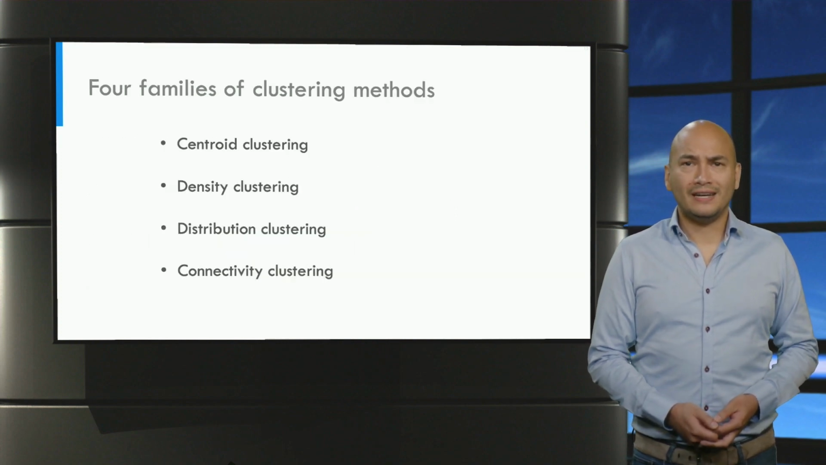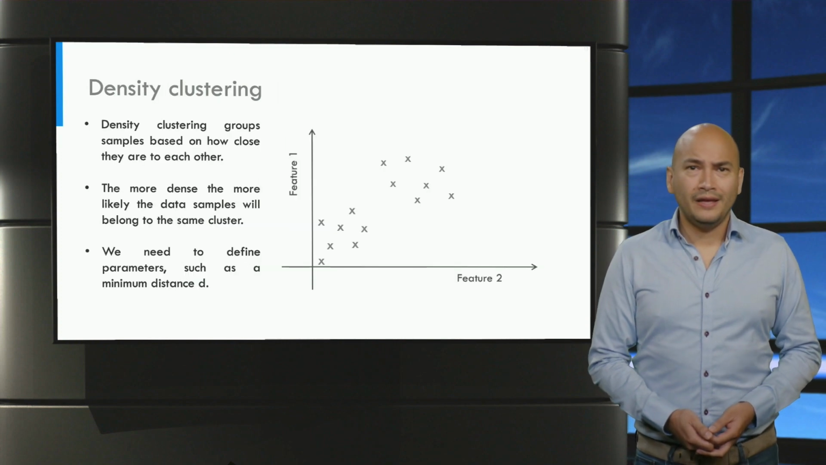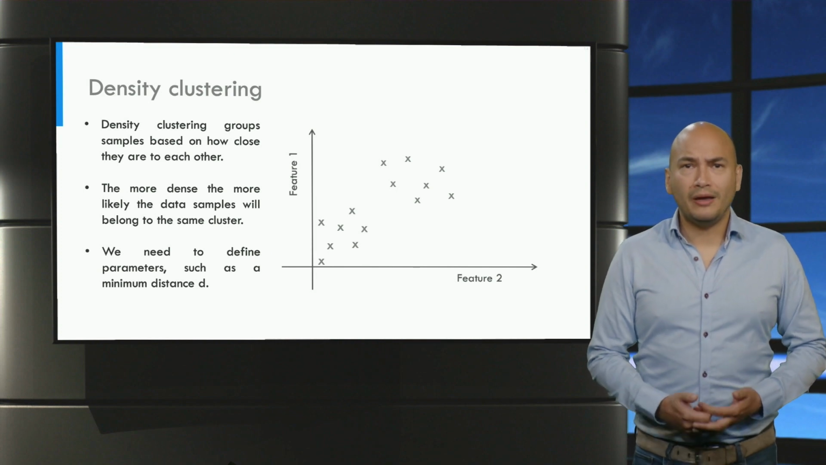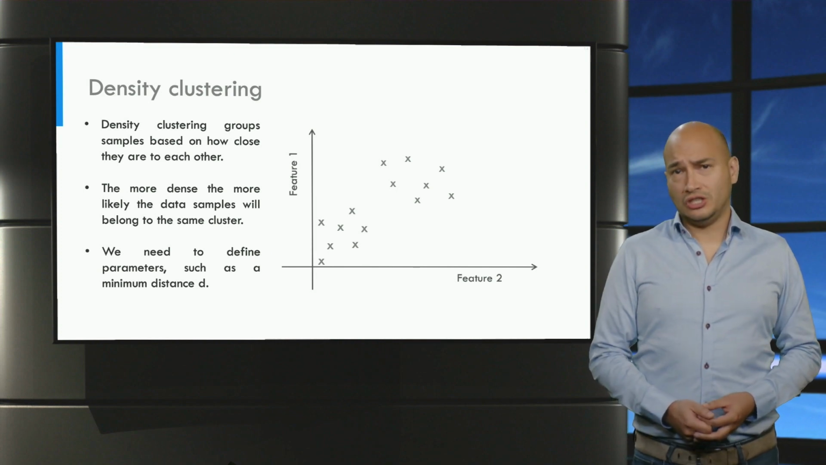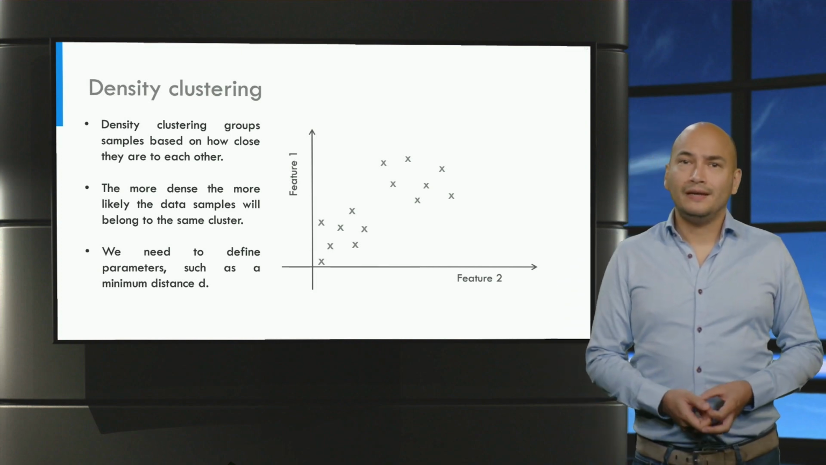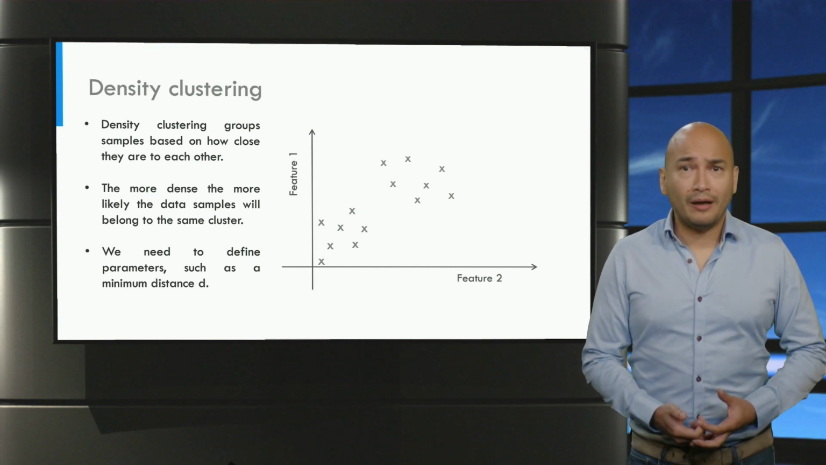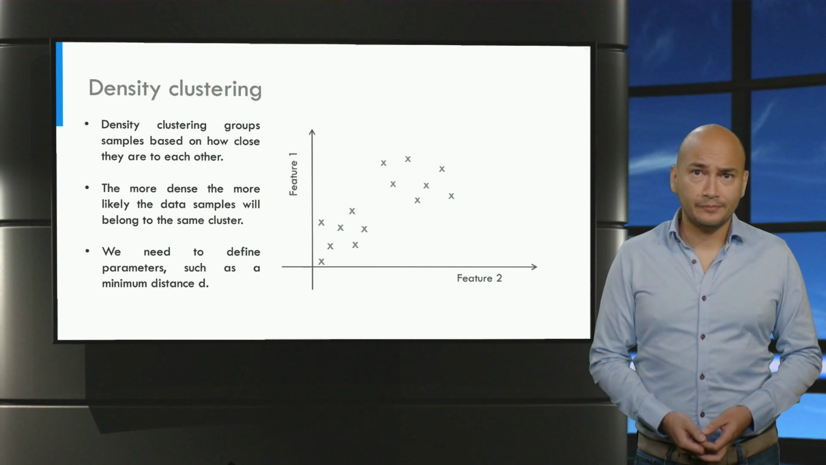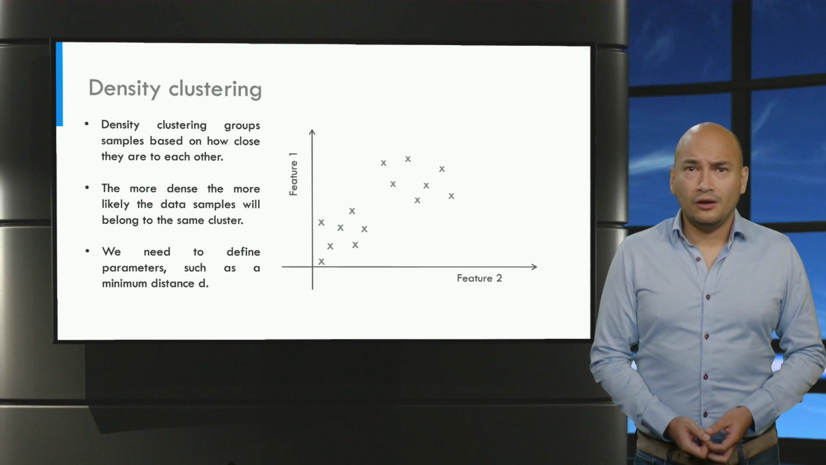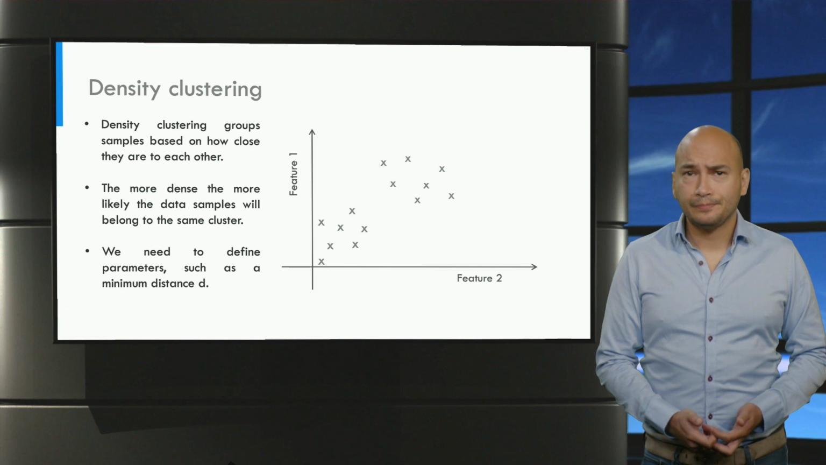Next, let's learn about density clustering methods. The idea of density clustering is to group samples based on how close or similar they are to each other. If the distribution of samples in the feature space is dense, it is likely the samples will belong to the same cluster. We need to define parameters for density clustering. An important parameter is a minimum distance between data samples. We will see how density clustering is performed based on the distance d.